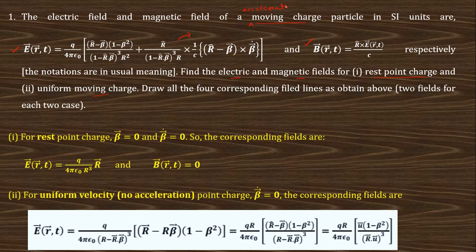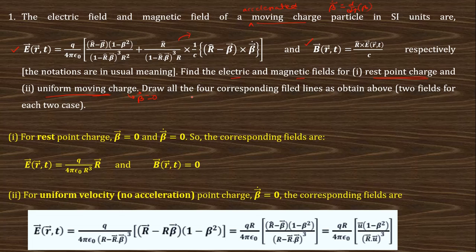This moving charged particle is accelerated, or non-uniform. Why? Because there is a term of beta dot. Beta dot is nothing but the time derivative of beta. So this is the term of acceleration, right? So we need to find out the electric field and magnetic field for the rest point charge, and for the uniform moving point charge, that is, for beta dot equals 0 in this case, right?